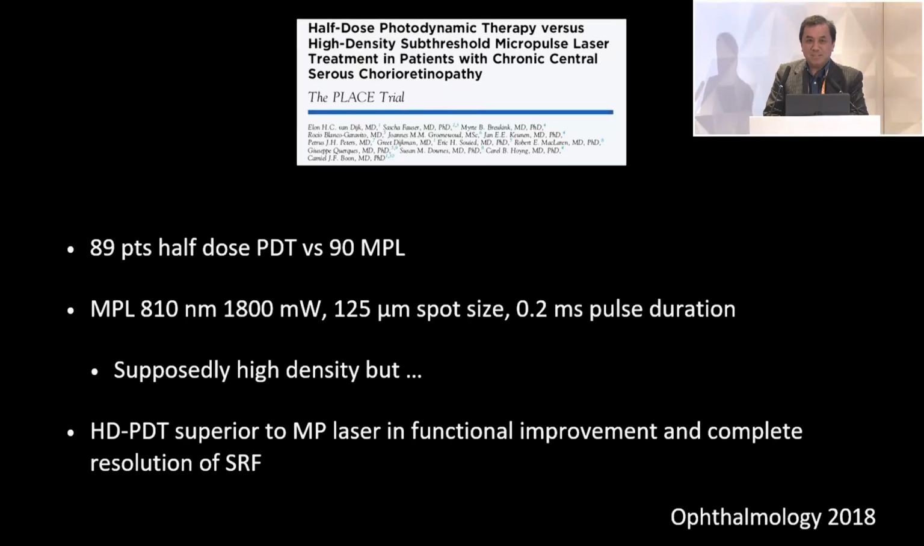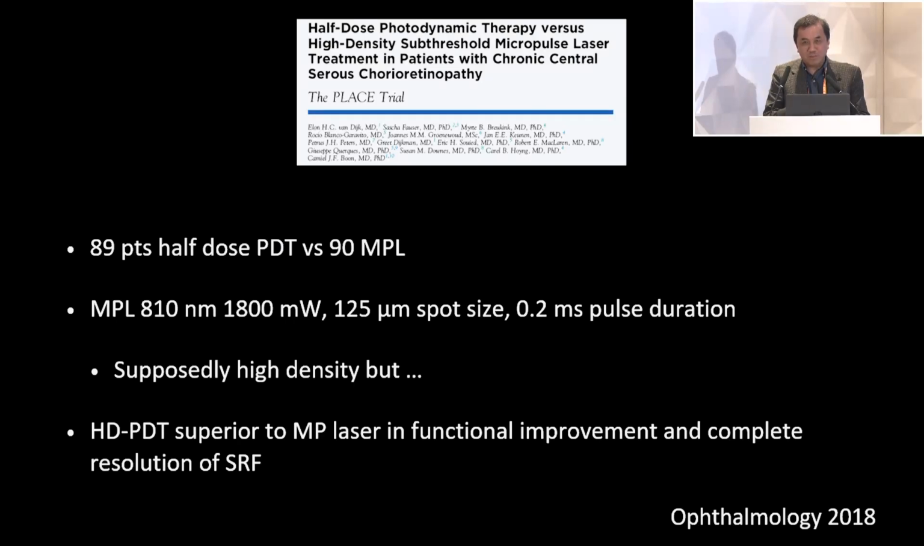And this is the PLACE study, which is a randomized clinical trial that, because of its publication in a high-impact journal like Ophthalmology, has sort of said that PDT with verteporfin is better. So they looked at that. They had the 810 nanometer laser, and they used fixed parameters like you see here in the slide, and they said we did high density.